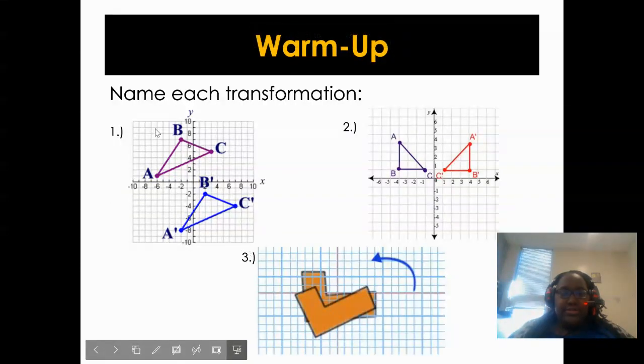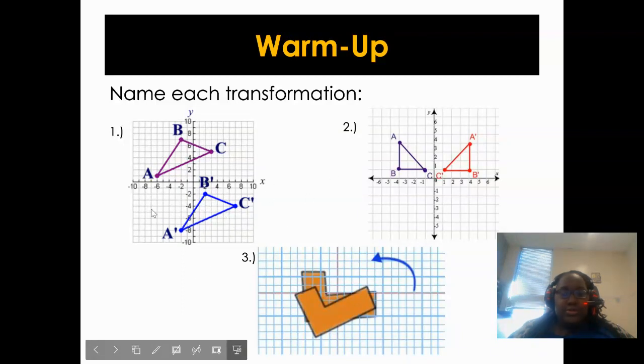And so we have three different images. Remember that A, B, and C, the letter that doesn't have a tick mark, which is known as prime, is your pre-image. Then your image, where some type of transformation occurred, will have a tick mark after each letter, and that tick mark represents prime.